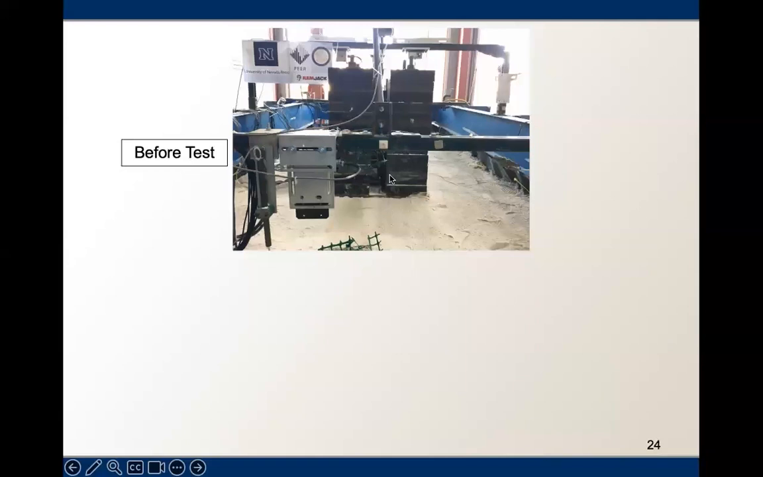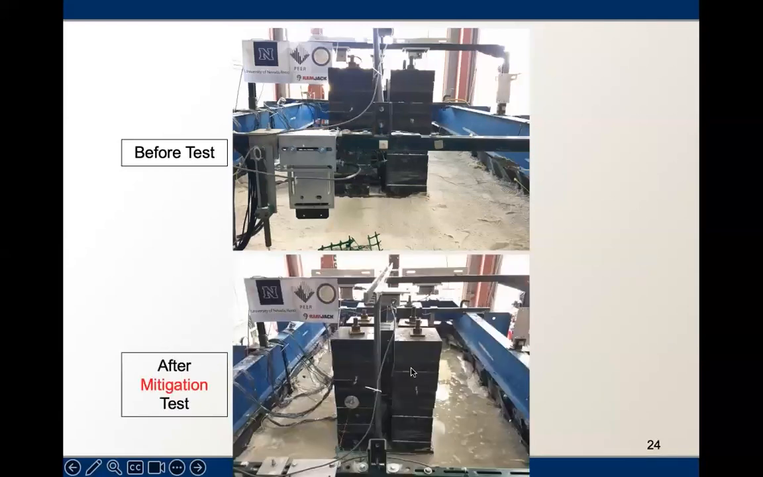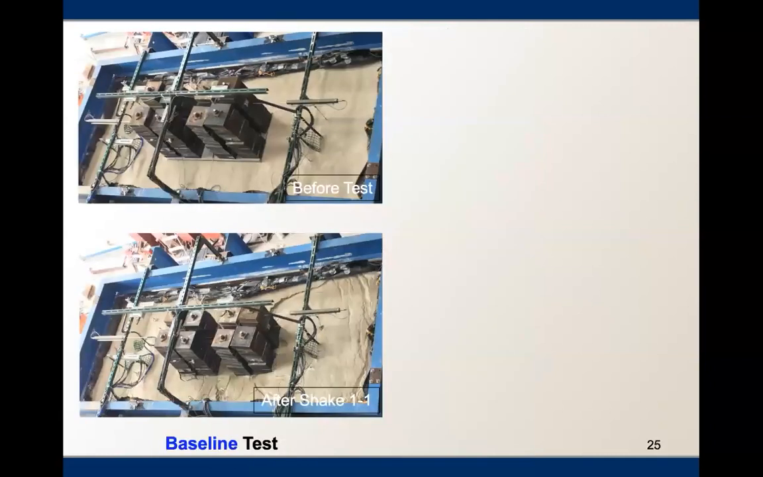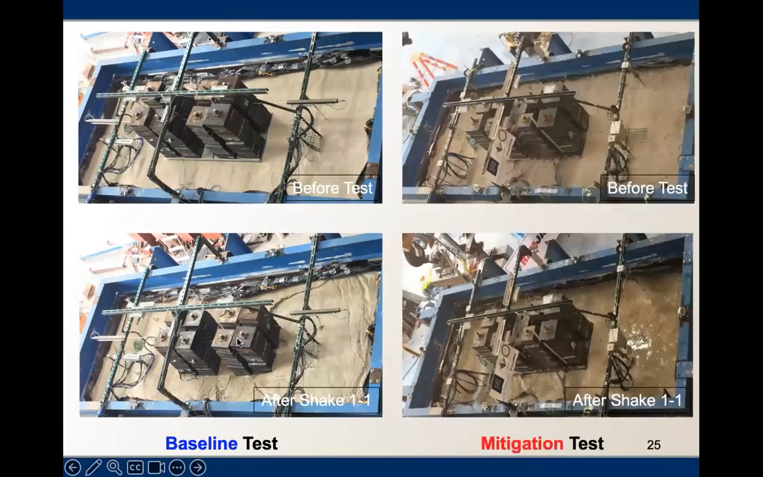So this is the model before the test and after the test. Visually, by observing these pictures, you can tell that there was no damage or significant deformation, whereas in the baseline test, we had a significant settlement. These pictures show the baseline test before and after the shaking.